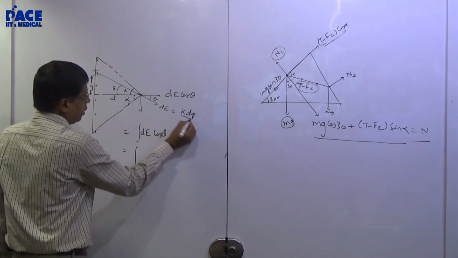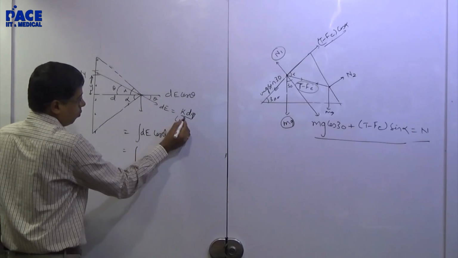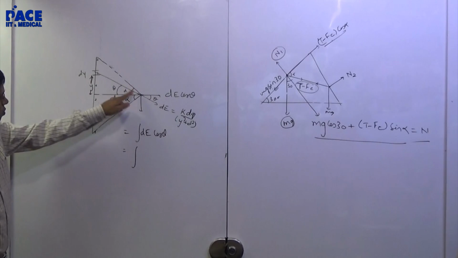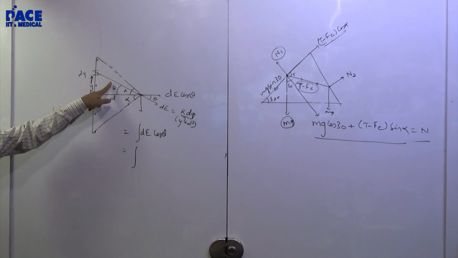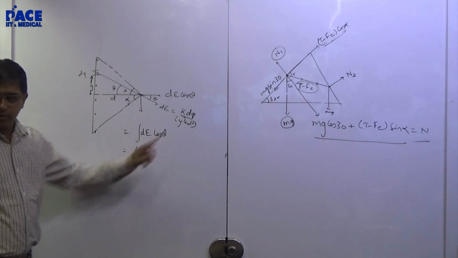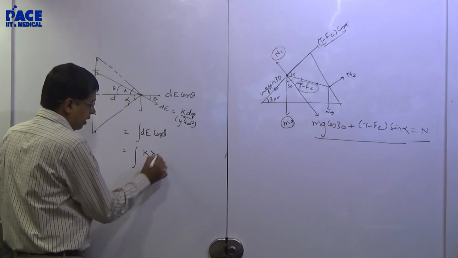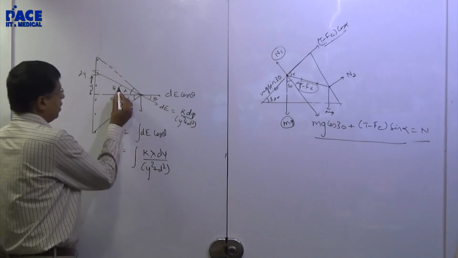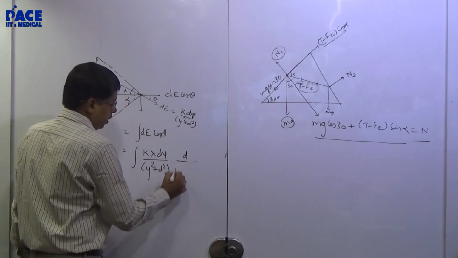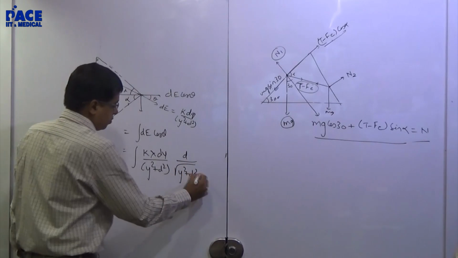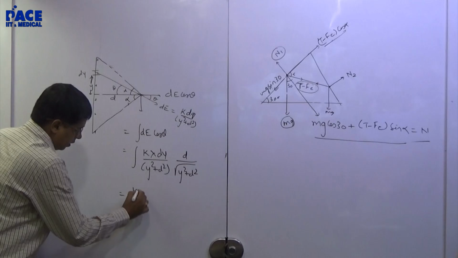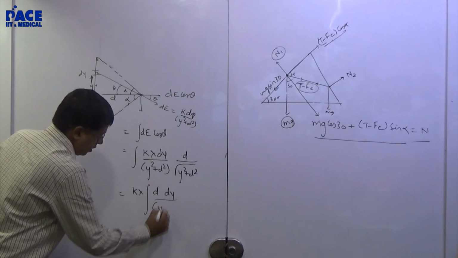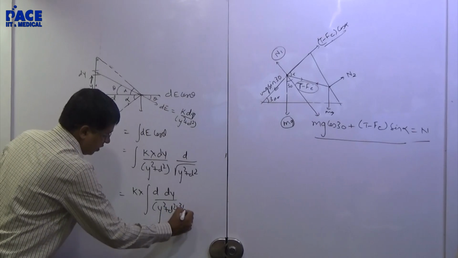K dq by that distance whole square, y square plus d square whole square. This distance will be under root y square plus d square, square of that. Now you will get k lambda dy by y square plus d square. Cos theta is d by under root y square plus d square. So k lambda integral d dy by y square plus d square to the power 3 by 2.